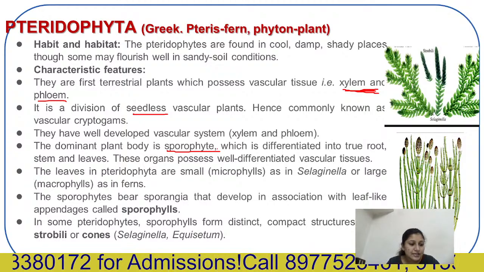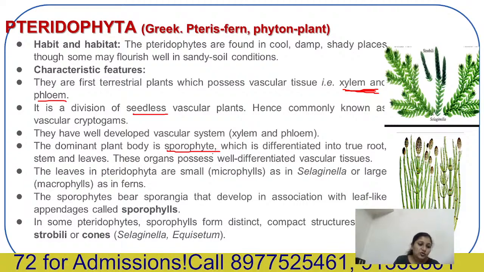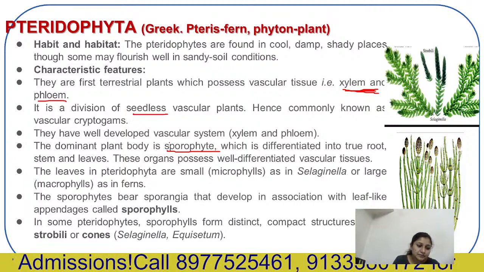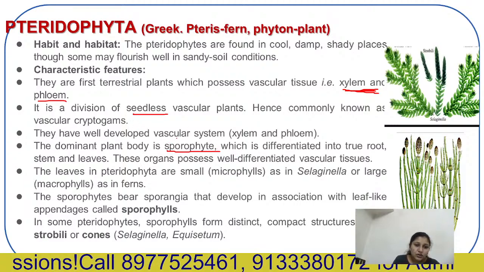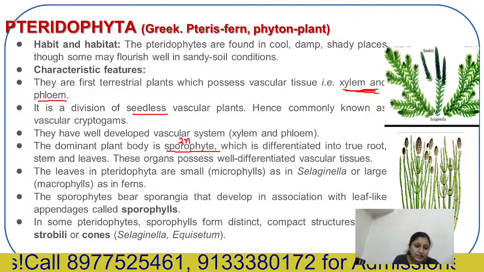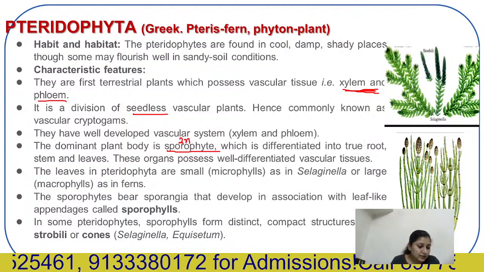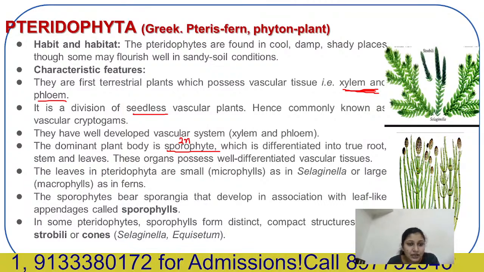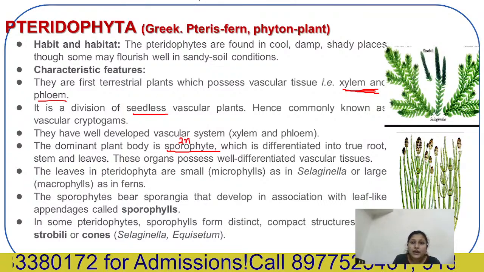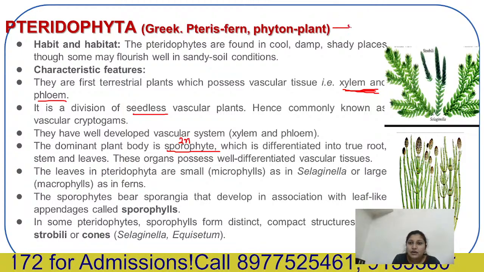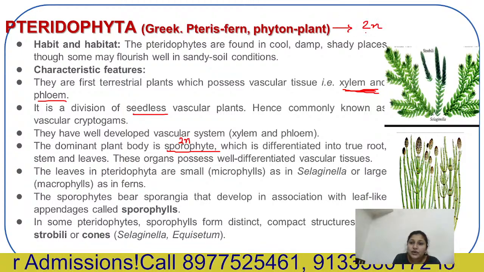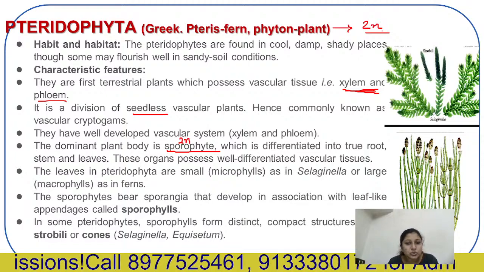2n or n, Hasini, come on. Sporophyte, that means n or 2n? Wrong, it is 2n, diploid stage. Diploid stage, dominant plant body.